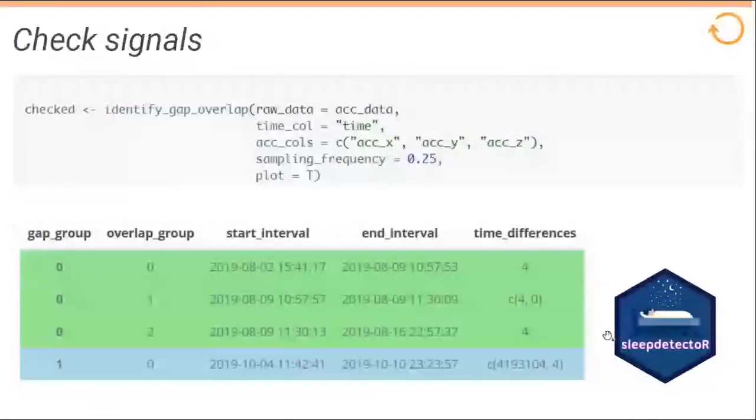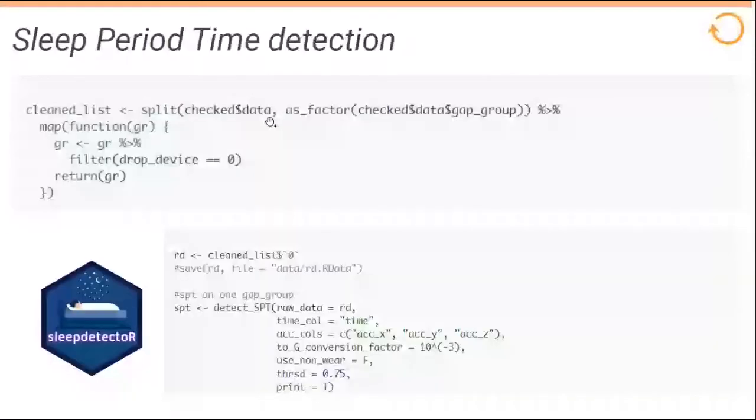After that, I split the whole acquisition data using the gap group column, and in each acquisition block, I only retain the records labeled as 0, so the to keep signals. In the first acquisition block, I will try to extract the sleep window using the detect SPT function that is the main function of the package. Here you can find some parameters.